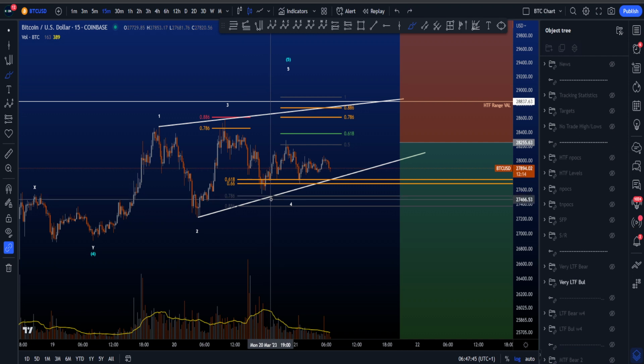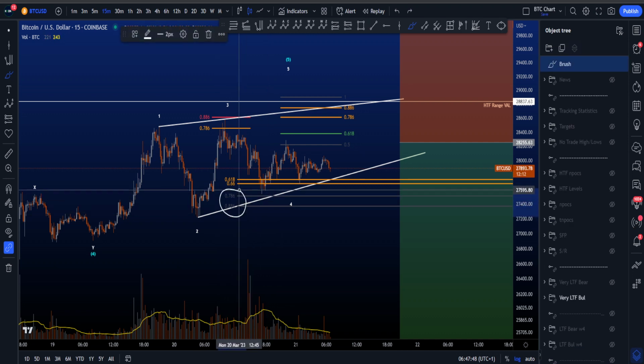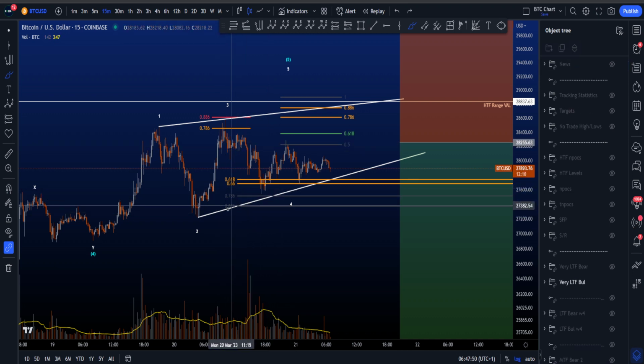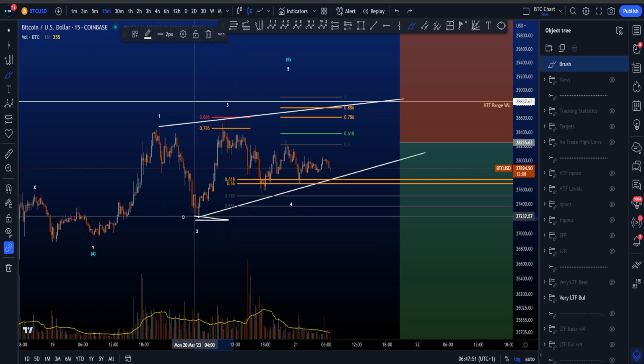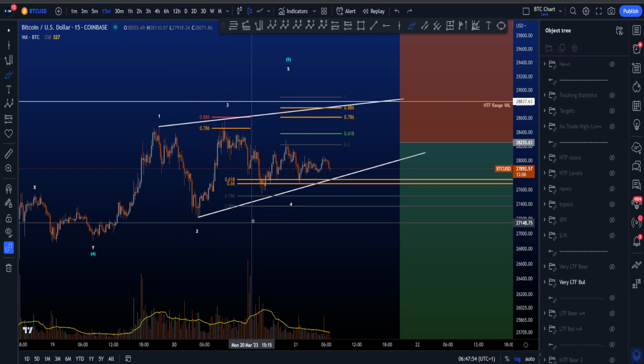Yes, wave 4 has even more rare targets, the 786 and the 886. So the official invalidation is going to be taking the low of 2. So let's keep that in mind, the low of 2 at 27.2k.